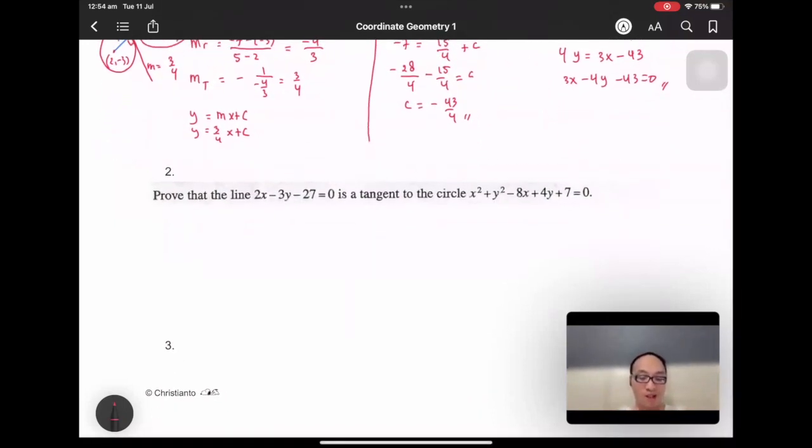Prove that the line is a tangent to the circle. Okay, we do the same thing. Find the center. The center is, this is A and this is B. So minus 8 over minus 2 and 4 over minus 2. So it's 4 comma negative 2. So if we draw, this is 4, negative 2, the center. And then this is a tangent.